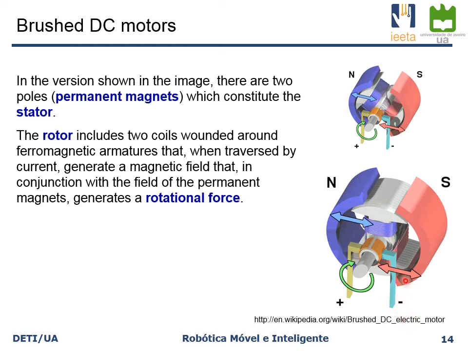The other coil is traversed by a current which flows in the opposite direction. So they will go through the minus part and circulate into the positive part of the voltage, and therefore will generate a magnetic field that will attract this bottom coil to the south pole, generating a rotation movement.